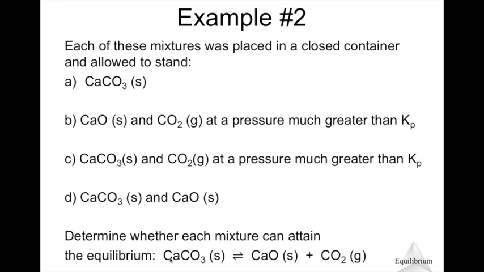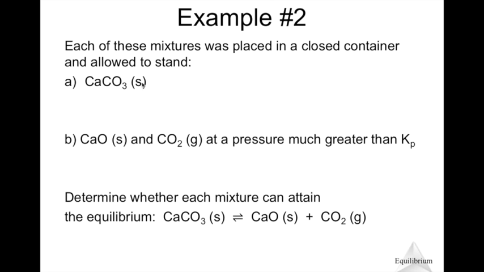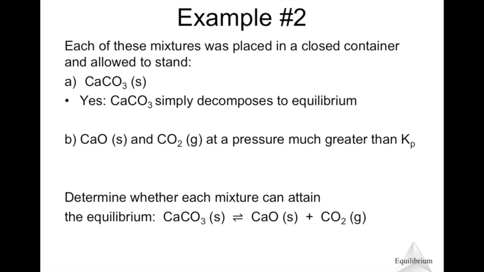This is our reaction. Calcium carbonate solid going to calcium oxide and carbon dioxide. So if all we had was calcium carbonate, could we get to equilibrium that way? It turns out, yes, we can, because that's just going to decompose until you get enough of these that they're going to start recombining to each other and coming back to calcium carbonate until it becomes balanced. You get to equilibrium. But yes, this side of the reaction has everything it needs, so it's going to work.